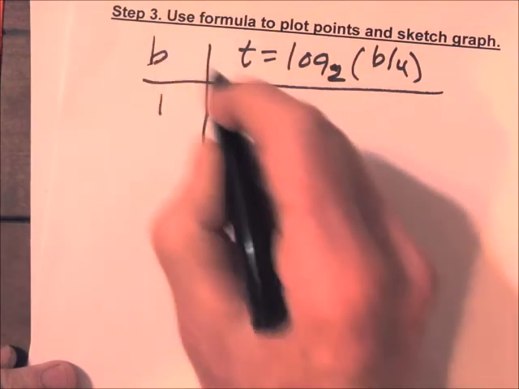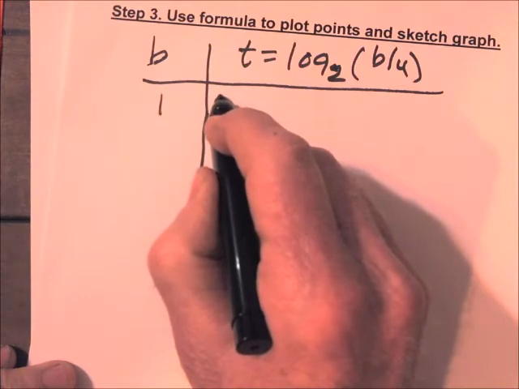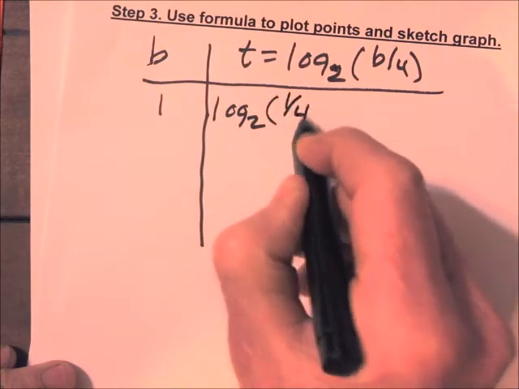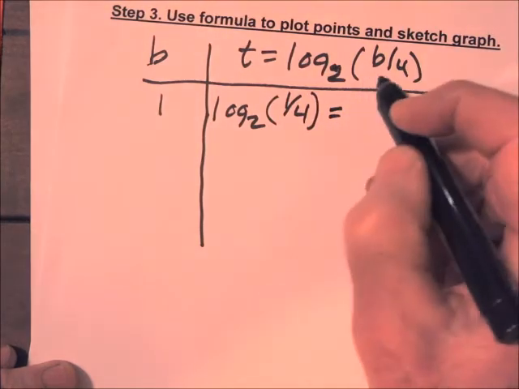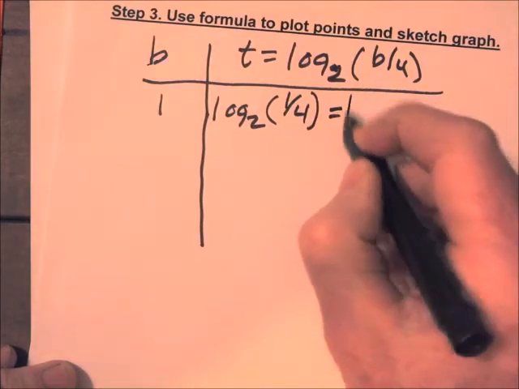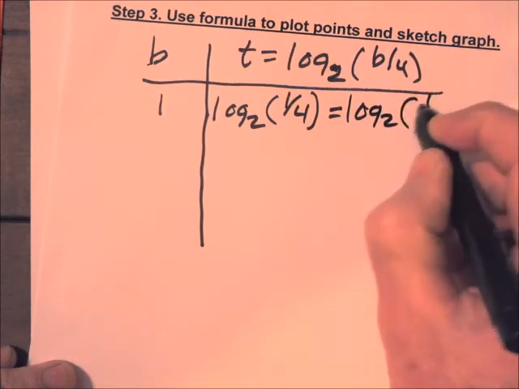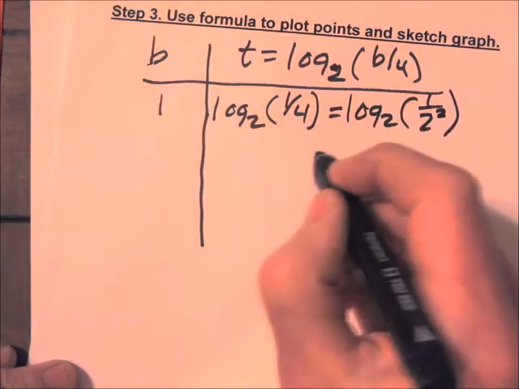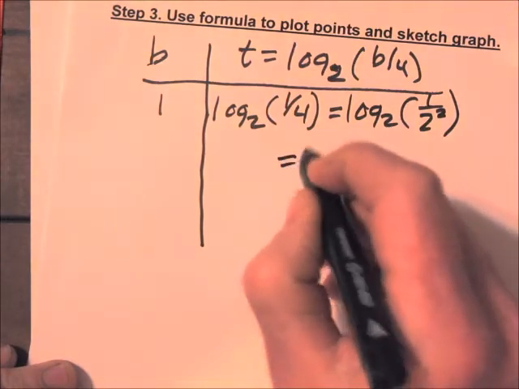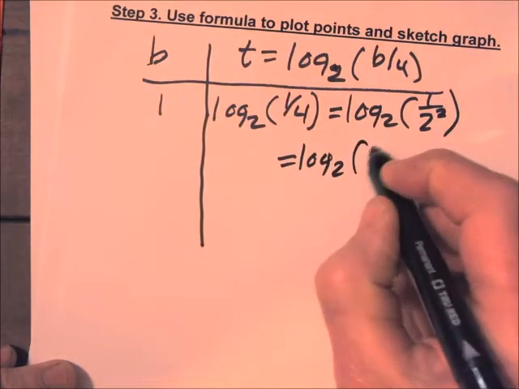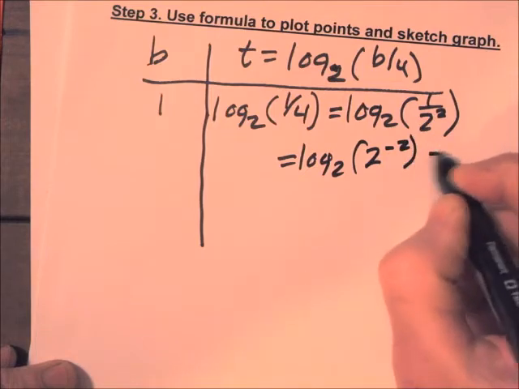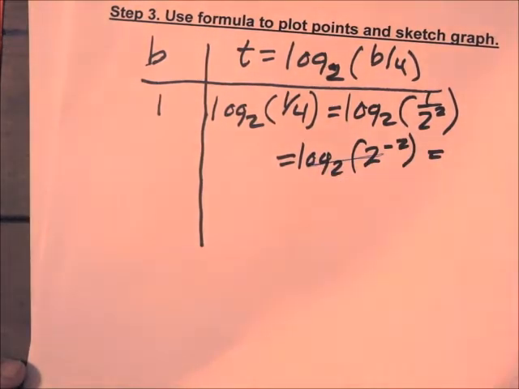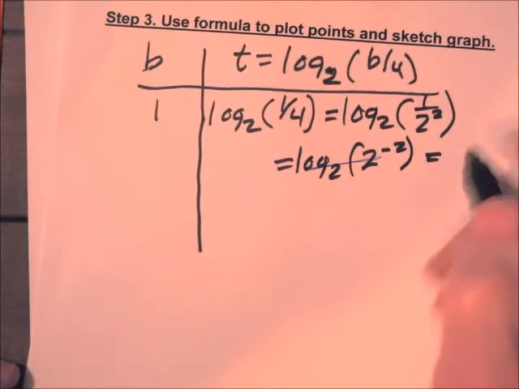If there's 1 bacteria, then the time is going to be log base 2 of 1 over 4. And we want to write this in exponent form. It's log base 2 of 1 over 2 to the second power. And we can express that with negative exponents. This is log base 2 of 2 to the negative 2 power. Log base 2 and exponent base 2 will cancel. And that just gives us negative 2.